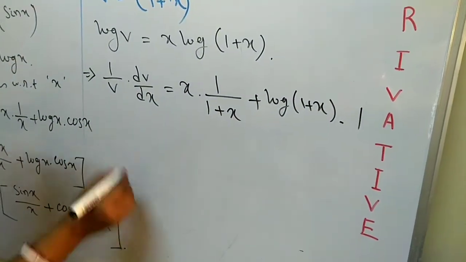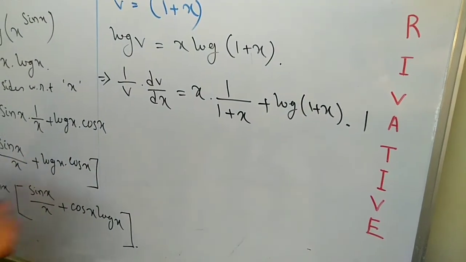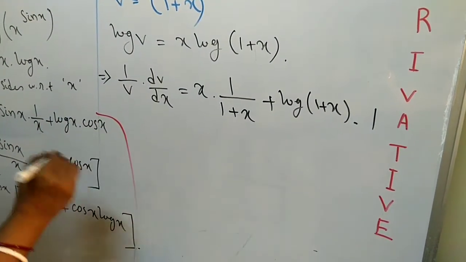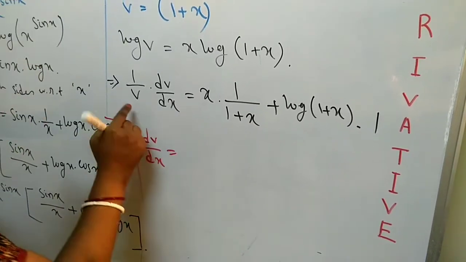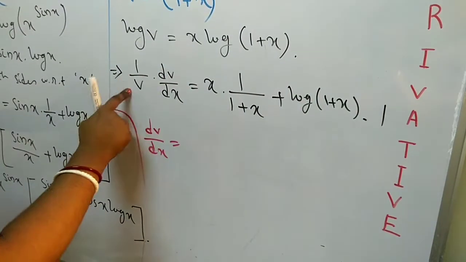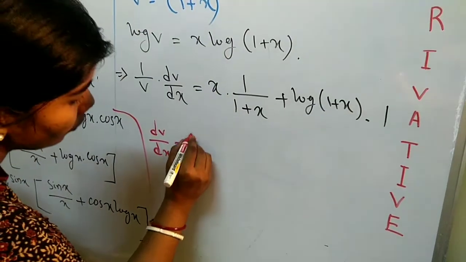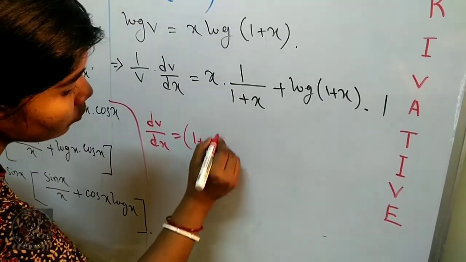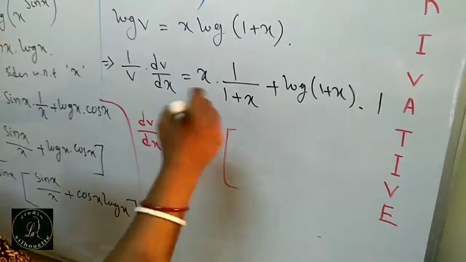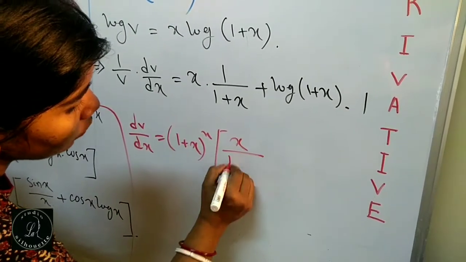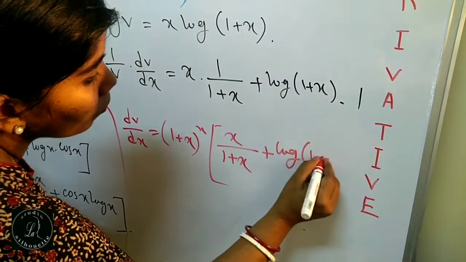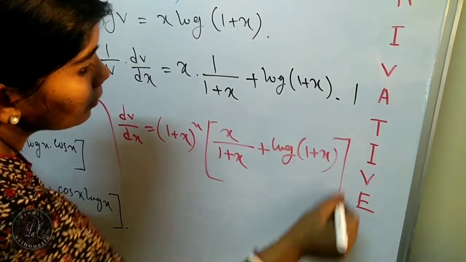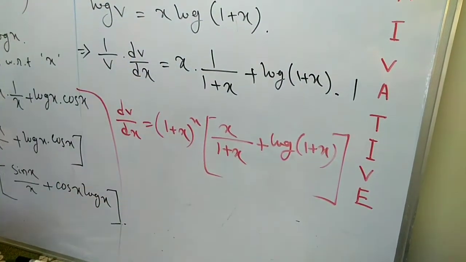So here we are getting dv dx equal to v into this, and the value of v is (1 plus x) whole to the power x. So (1 plus x) whole to the power x into this whole thing, that is x by (1 plus x) plus log of (1 plus x). So this is the derivative of v.